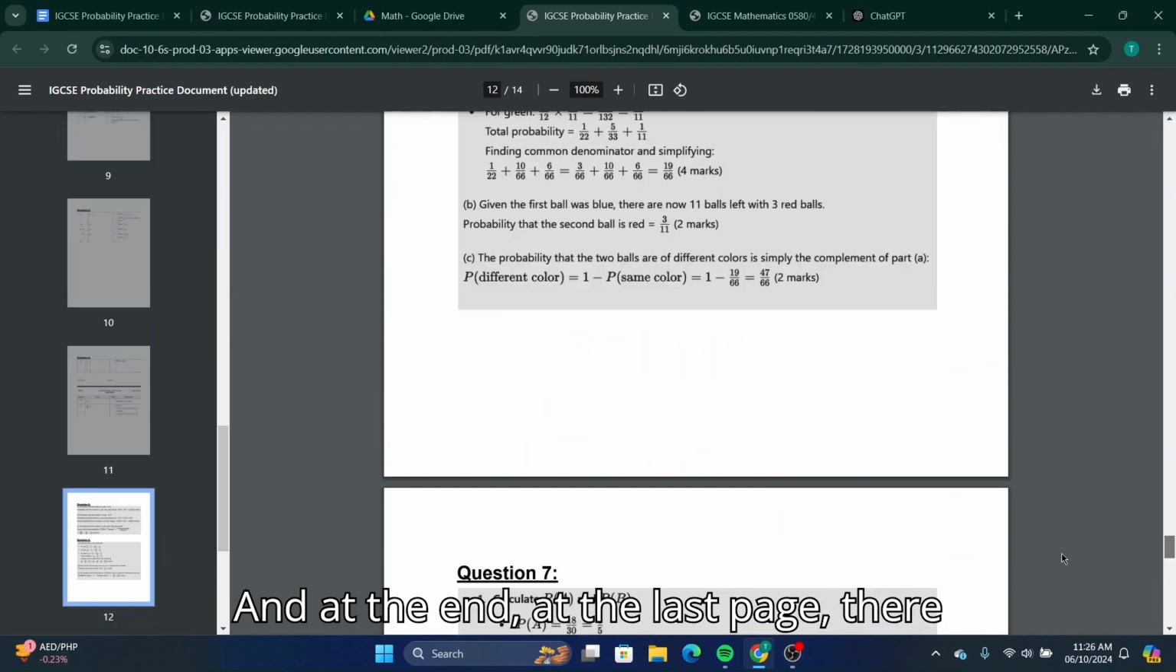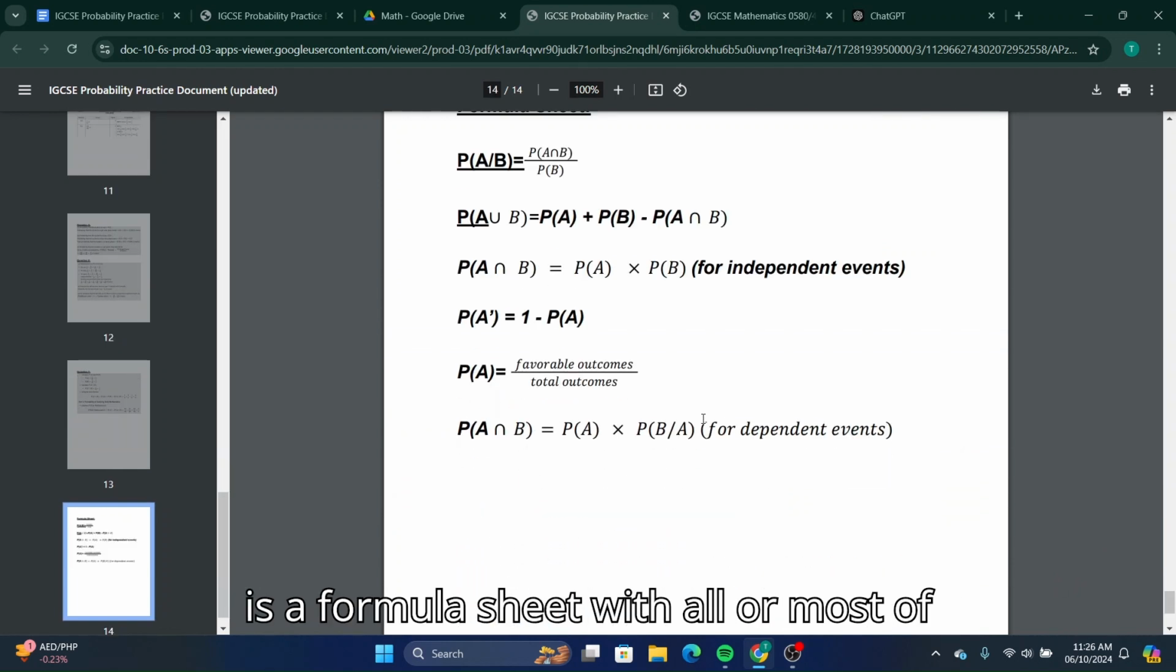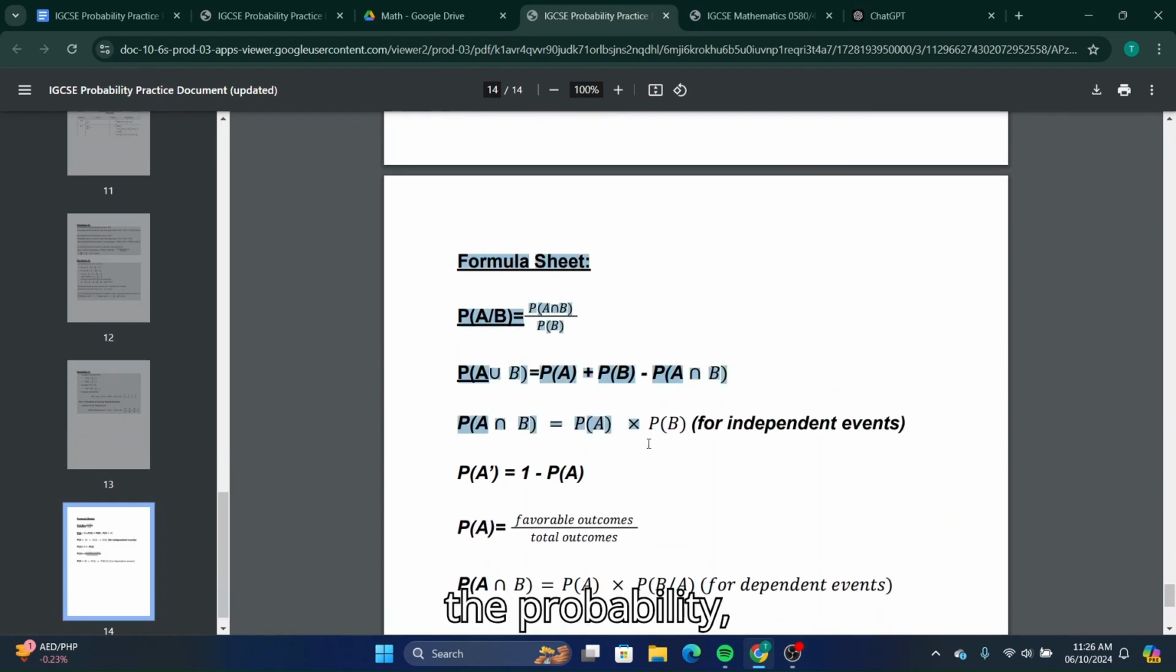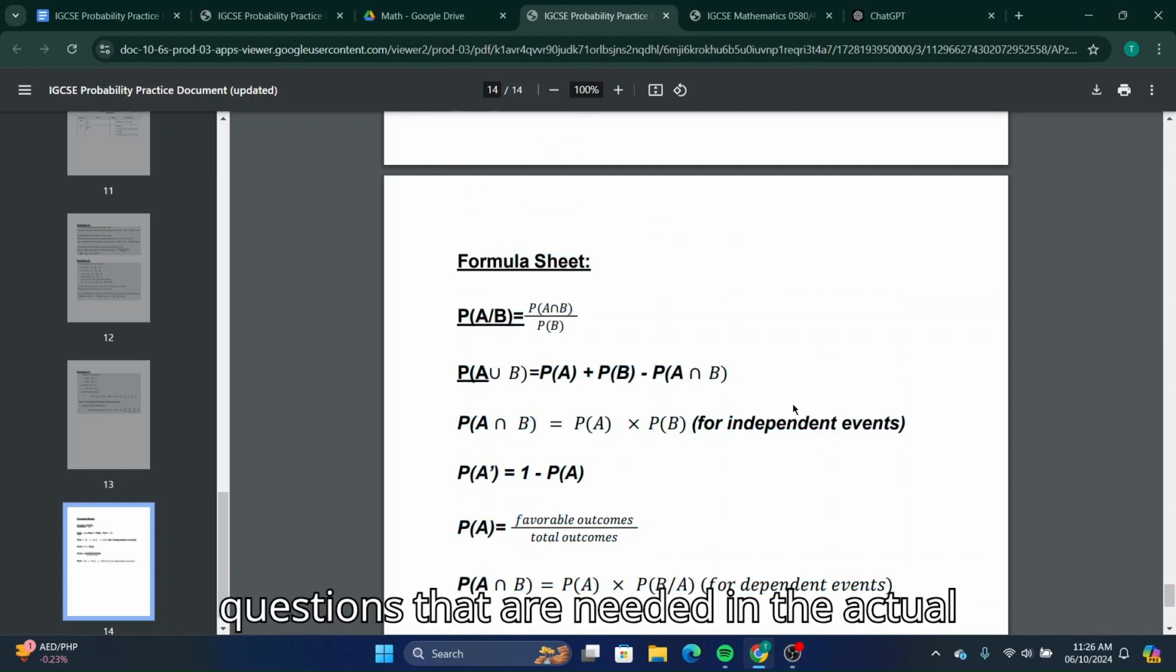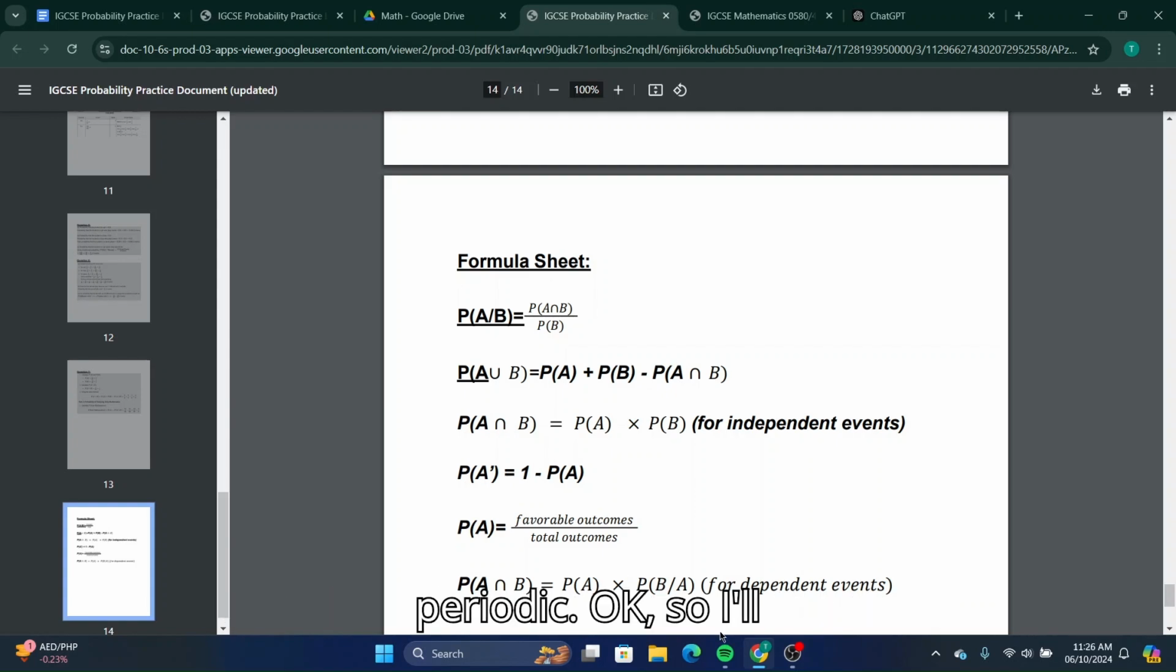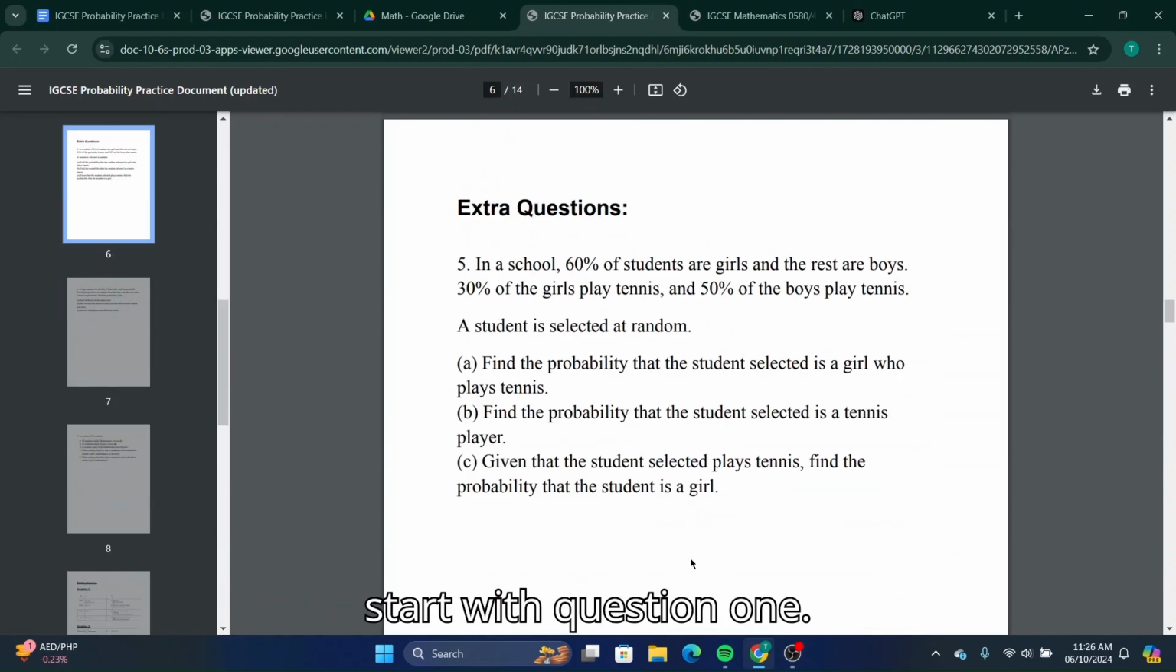And at the end, at the last page, there is a formula sheet with all or most of the probability questions that are needed in the actual periodic. Okay, so I'll start with question 1.